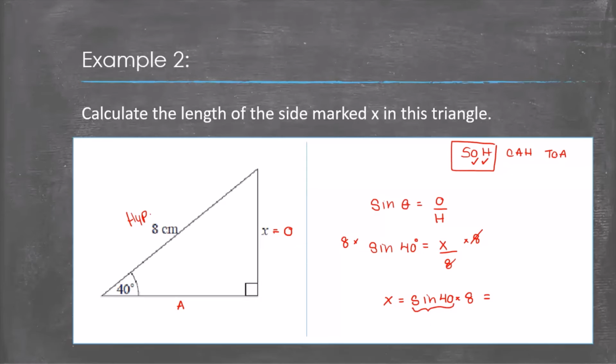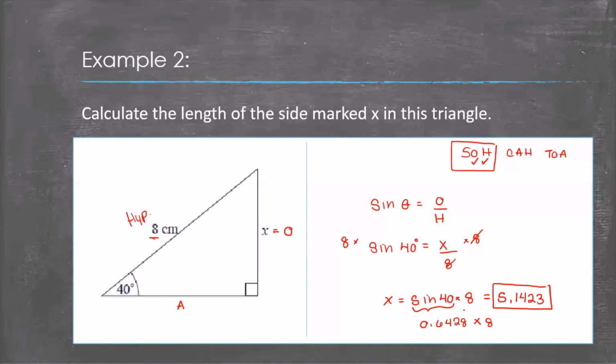So 40 and press sine gives us 0.6428. I'm rounding it off, times 8, which gives us 5.1423. You could do it in your calculator all in one step. If you do it in your calculator all in one step, you'll do 40 sine times 8. So you have to kind of get used to the process. If you want to try it in one step, try it with a few questions that I have examples for and answers for quickly.